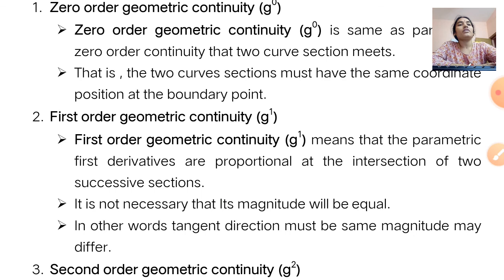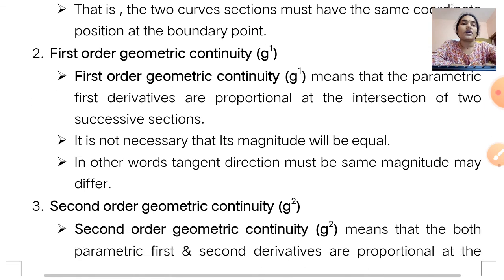Next is first order geometric continuity, also referred to as G1. That means the parametric first derivatives are proportional at the intersection of two successive sections. It is not necessary that their magnitudes are equal, but the tangent directions must be the same; magnitude may differ.